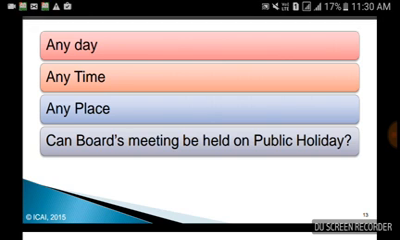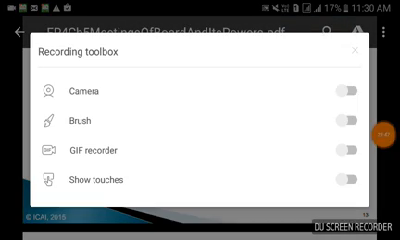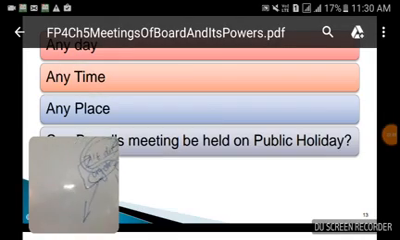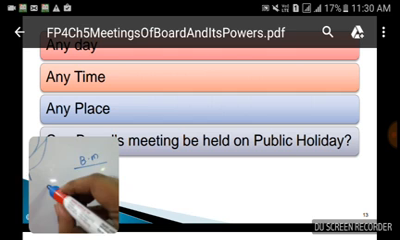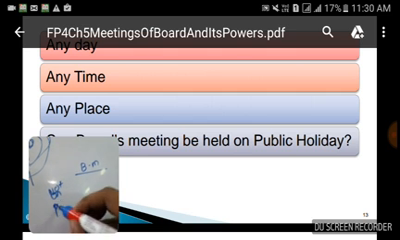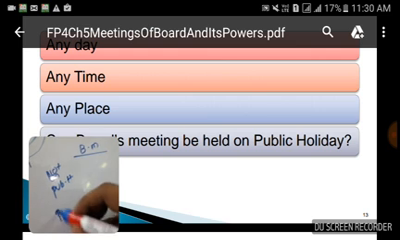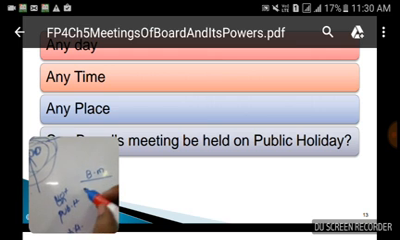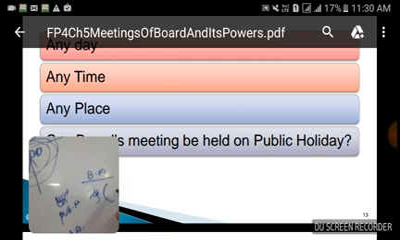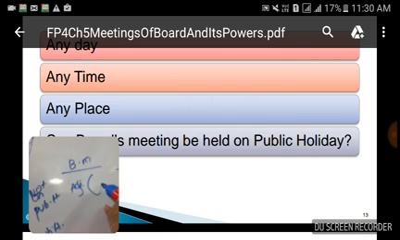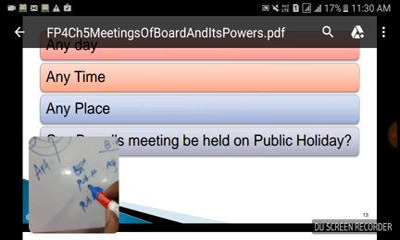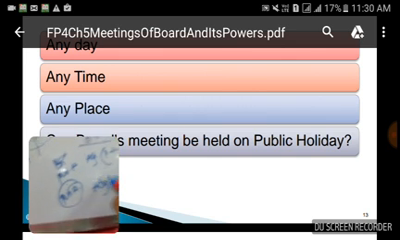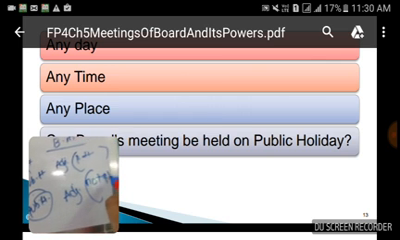I will explain this on the board. Board meeting: not on a public holiday if adjourned. If adjourned, then it can be on a public holiday. The board meeting was conducted on a public holiday. If urgent, it should not be on a public holiday.